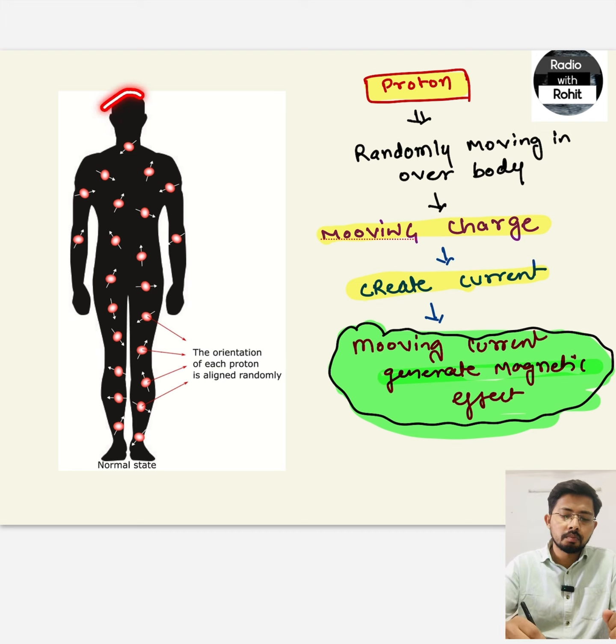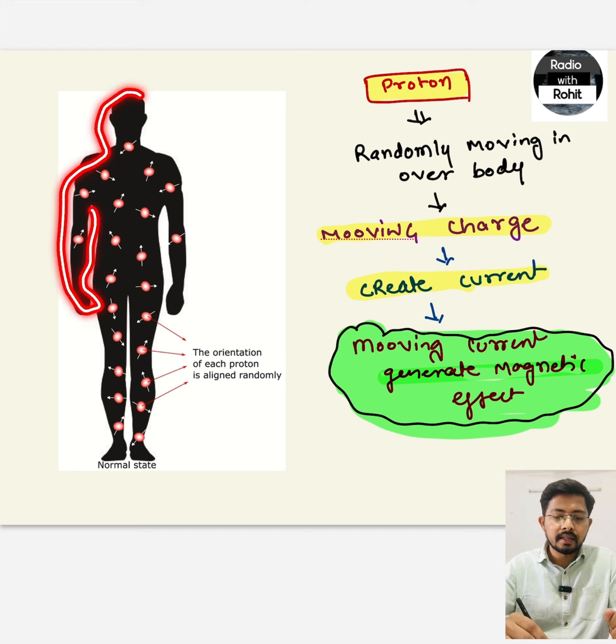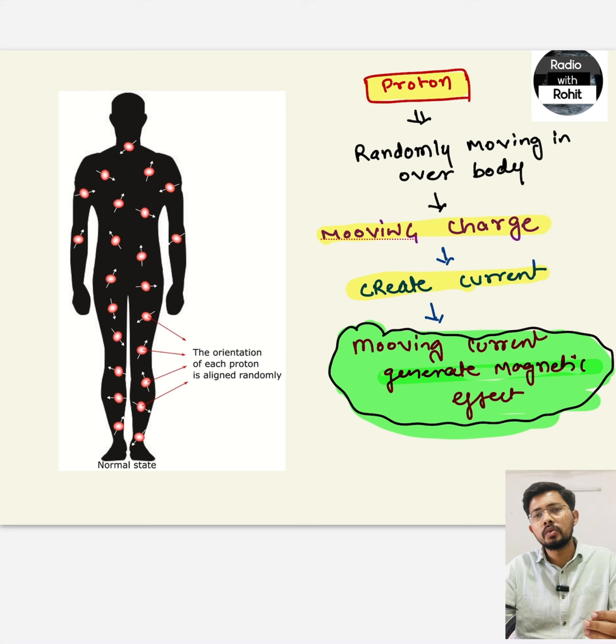This is the body of a human. Here we can see multiple protons randomly moving here and there. Why do we choose the proton? Because there is abundant water in our body, and water has two hydrogen atoms and one oxygen. So H plus is abundant in our body, and that is why we choose the protons. The protons are randomly moving here and there.